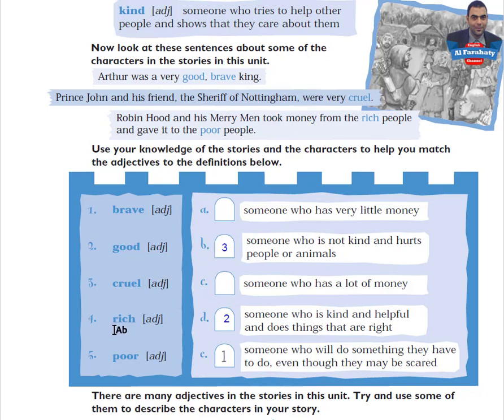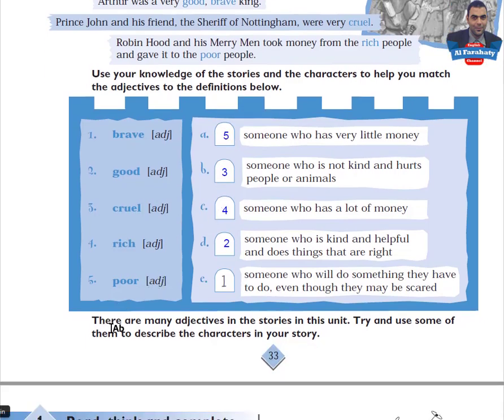4. Rich. Someone who has a lot of money. Yes. C is number 4. 5. Poor. Someone who has very little money. A is number 5. There are many adjectives in the stories in this unit. Try and use some of them to describe the characters in your story.